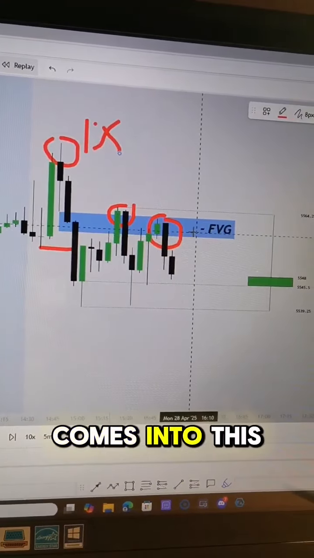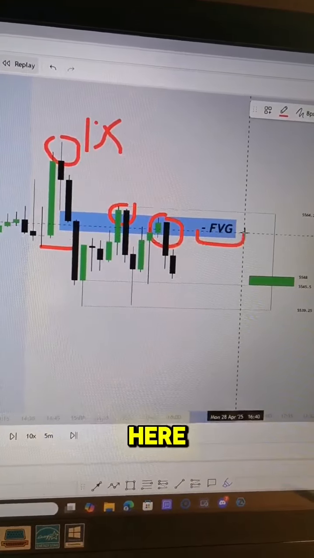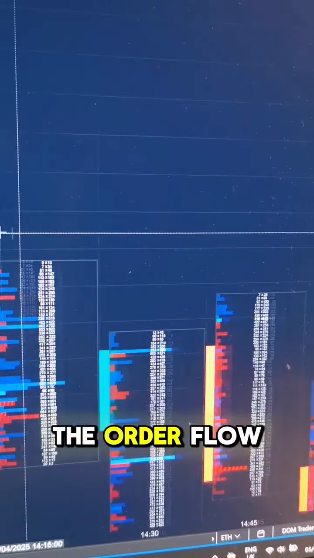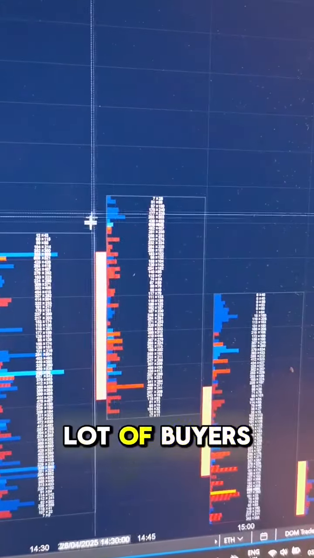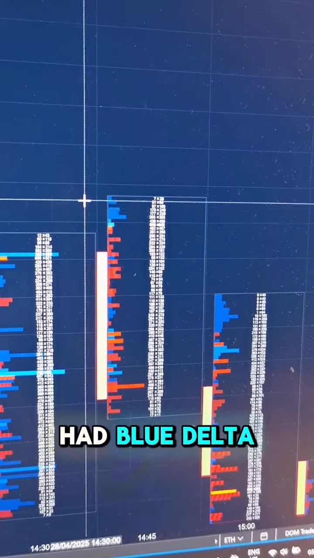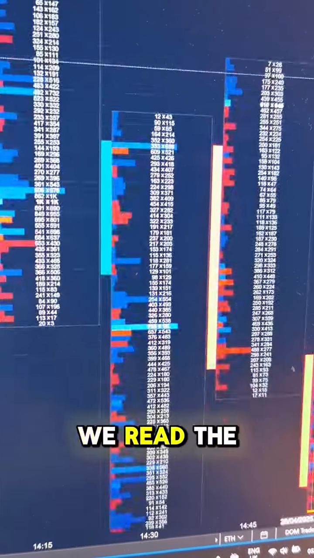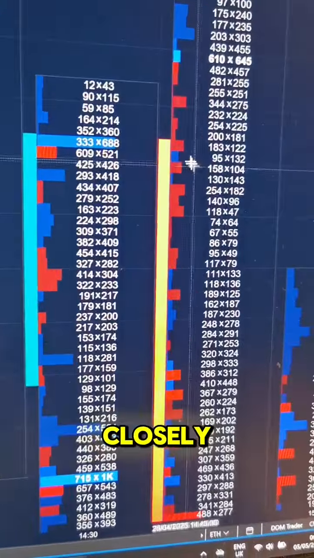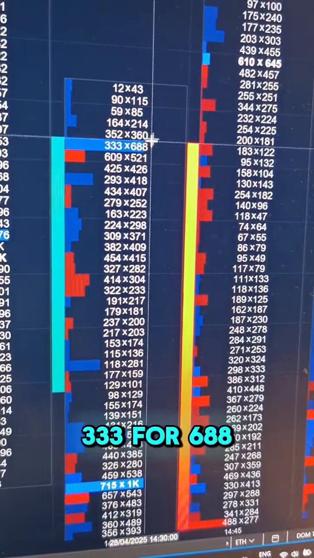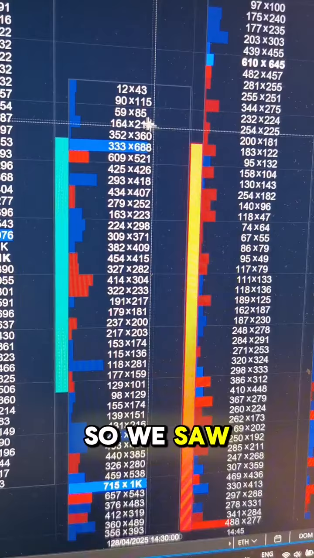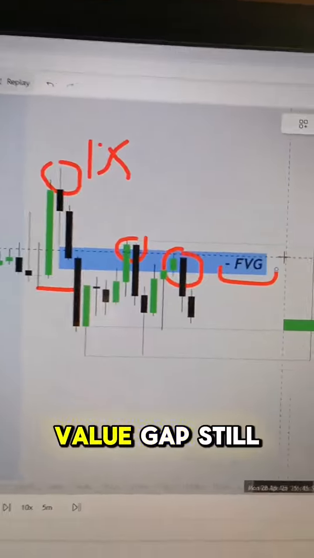Now when price comes into this fair value gap over here, if we look at the order flow in a little bit more detail, the order flow basically shows us that we saw a lot of buyers over here. Notice how we had blue delta over here, and we also had a large, massive buyer step in. In fact, when we read the candles carefully and closely, what we saw is 333 for 688. So we saw so many buyers, but the fair value gap still held.